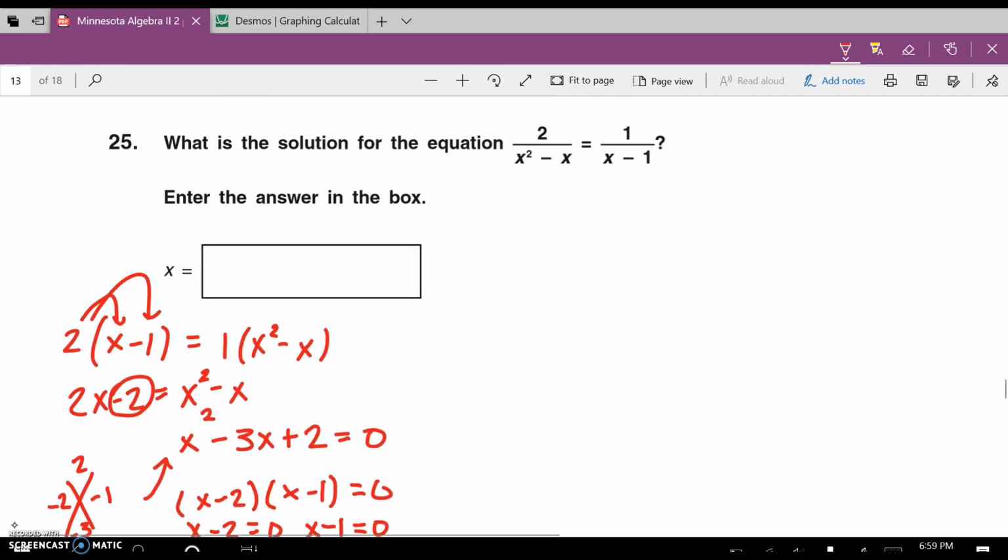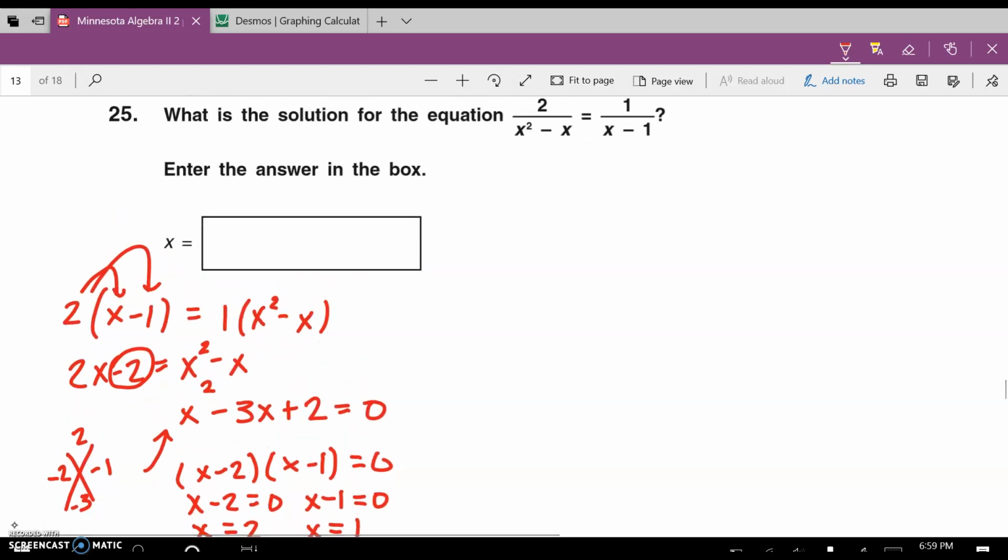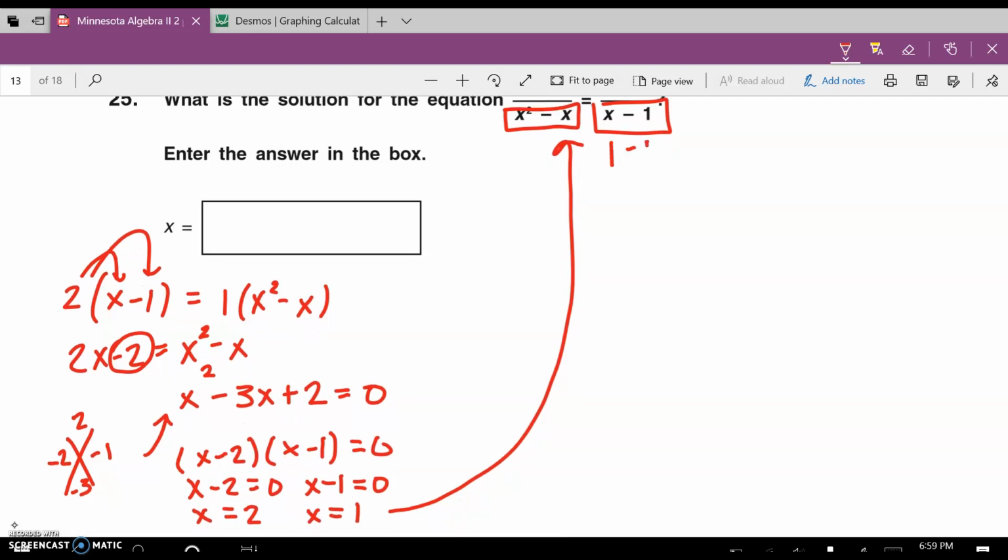Now, it says what is the solution, not what are the solutions. So that means I should only have one answer, right? Now, we've talked about this before. I can't have the denominator be 0. So if I plug in 1, 1 minus 1 is 0. So that's a problem. So 1 doesn't work. So my answer would be 2 in this case.